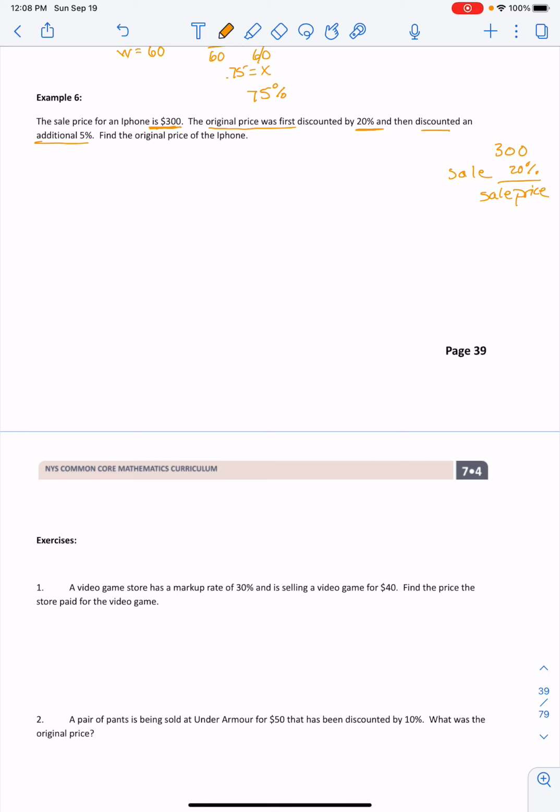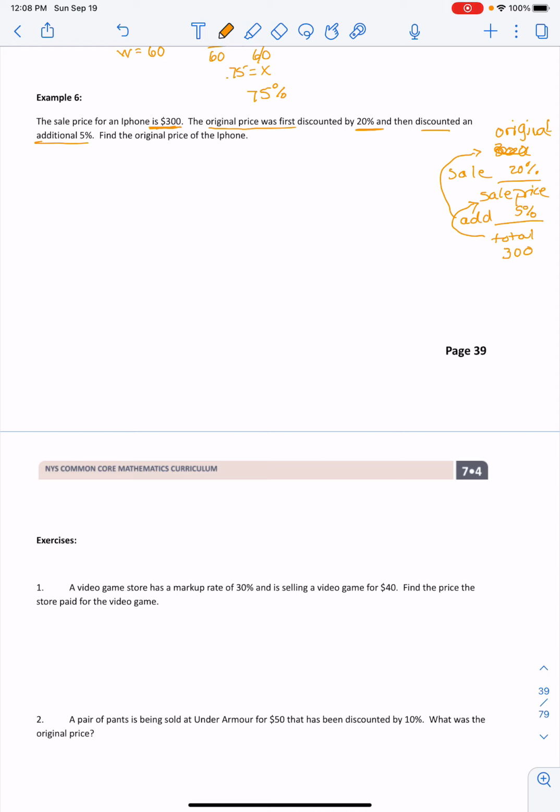Then we took an additional 5%, and we got our total sale price. So what we need to do now is work backwards and go this way to get our sale price, and then go this way to get that original price. Here's our original. And our total was 300. So that's basically what we're doing.